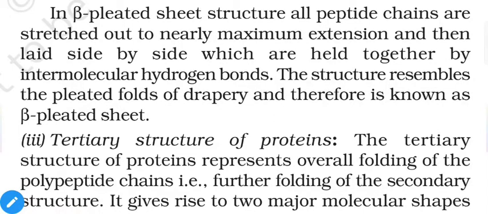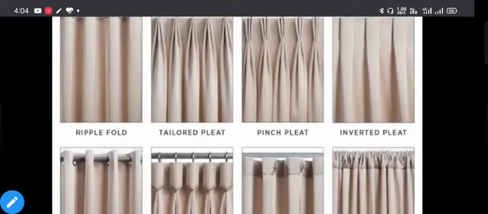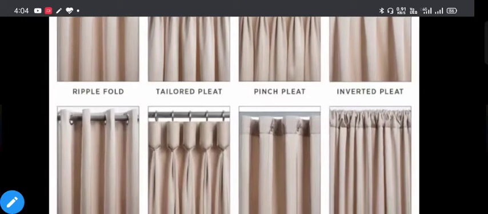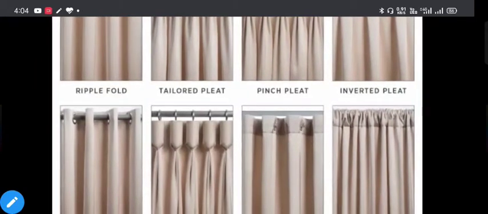So it is intermolecular hydrogen bonding, and the structure resembles the pleated folds of drapery, and therefore it is known as beta pleated sheet. And this is an example of drapery, that means folds in clothes which are properly arranged. So assume you have two different pieces of clothes folded equally and then placed on top of each other. So this is an example of beta pleated sheet structure.